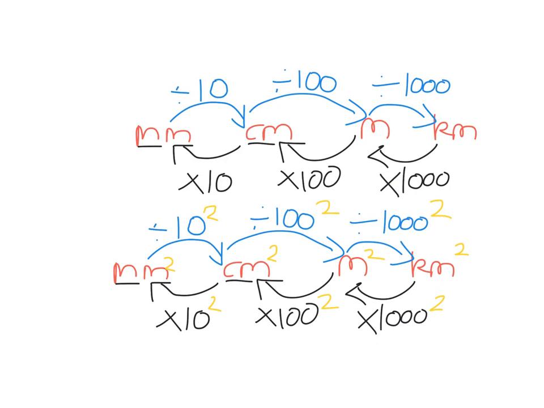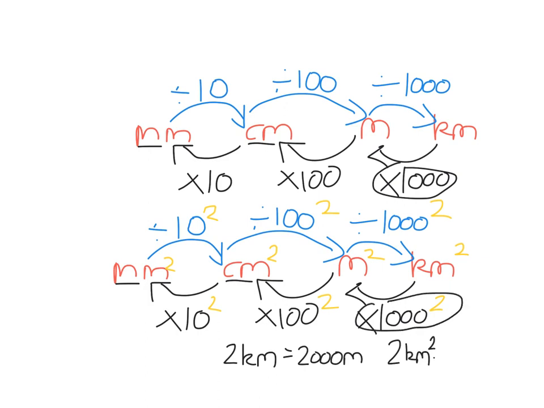So for example, if we had 2 kilometers and wanted to move to meters, we times by 1,000. So 2 kilometers is 2,000 meters. But if we had 2 kilometers squared and want to convert to meters squared, we need to times by 1,000 squared. So there are 1,000 meters in a kilometer, but there are actually 1,000 squared or 1 million square meters in a square kilometer. So 2 kilometers squared would be 2 times 1,000 times 1,000 again meters squared. So make sure when converting square units, you square the conversion factor.